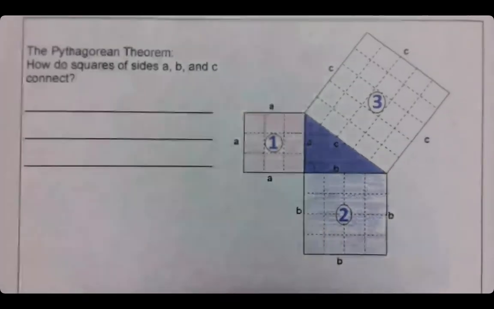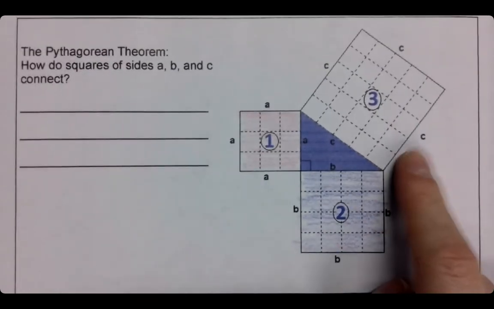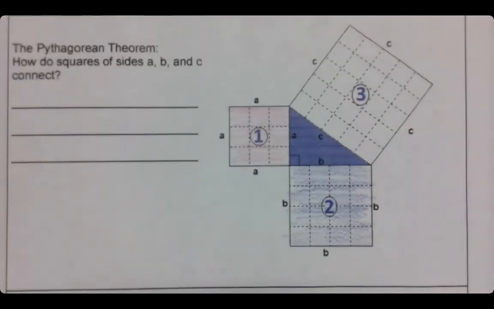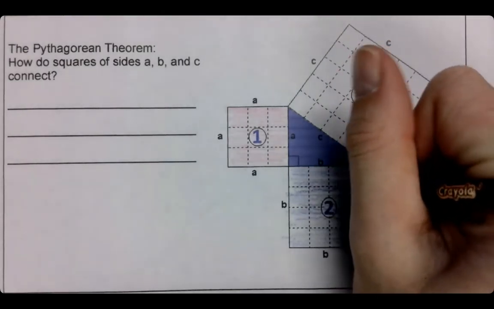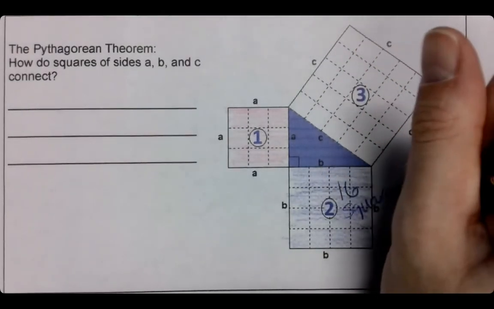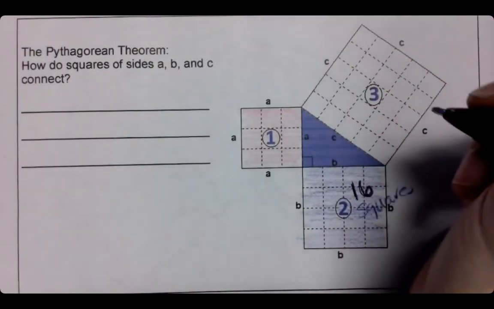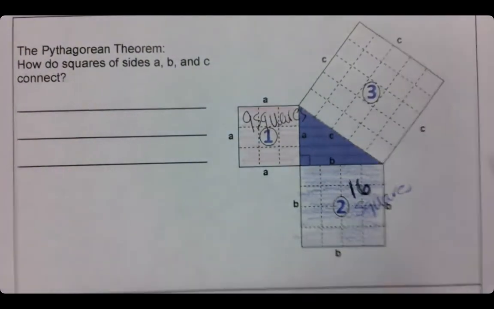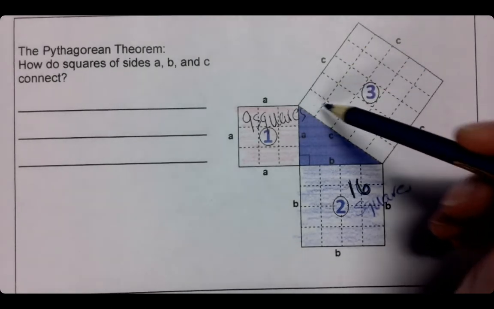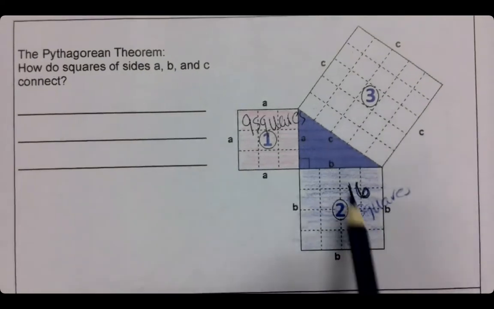Again, I have my first, which is A squared, and B squared. Now we're going to relate it to C. I want you to notice how B was a 4x4, so that means 16 squares. And A would be how many? 9 squares. So this is 1, 2, 3, 4, 5 by 1, 2, 3, 4, 5, so that's a 5x5 square. I want you to shade 16 of those squares blue.